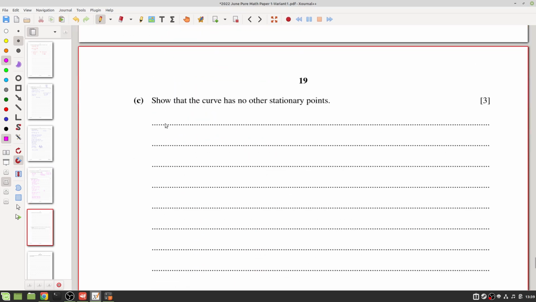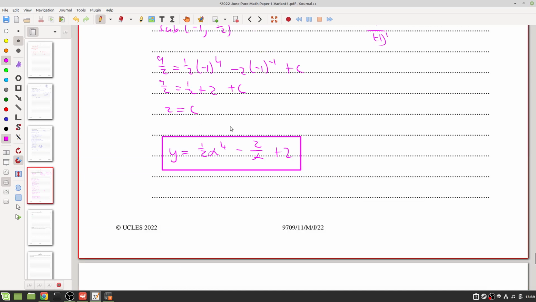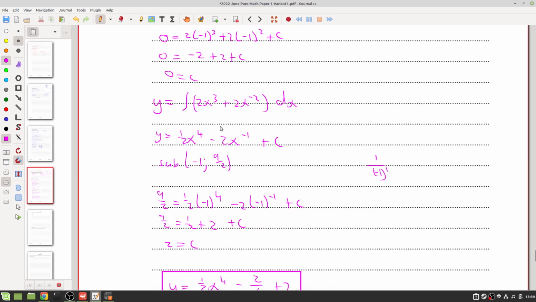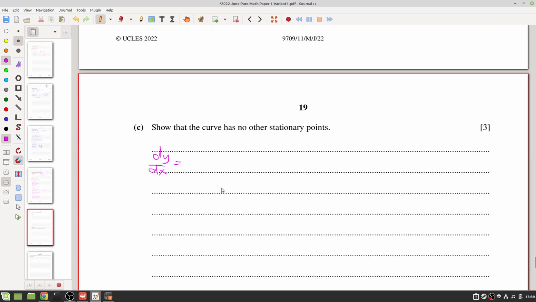Question C, show the curve has no other stationary points. Okay, so let's just write down our first derivative again. Our first derivative was 2x cubed plus 2 over x squared. I'm just going to write it like this, 2 over x squared. Now to find a stationary point, we're going to make the derivative 0, right? The gradient must be 0 there.